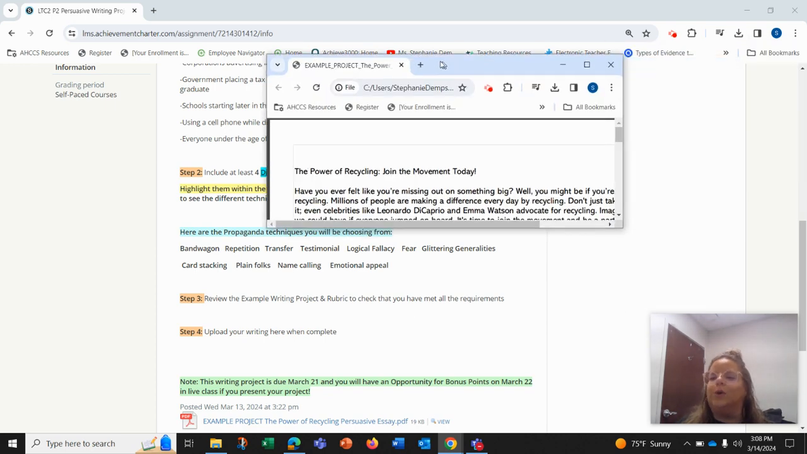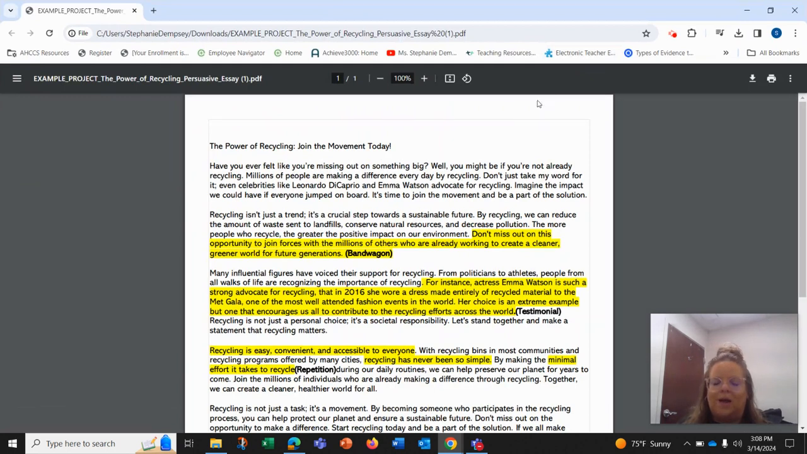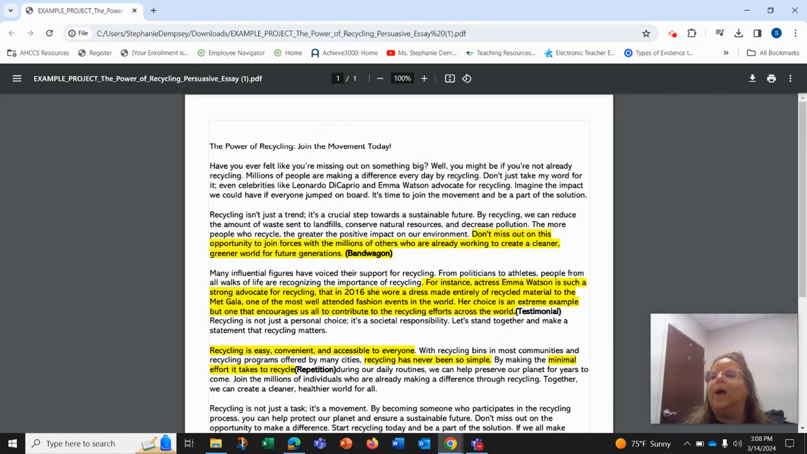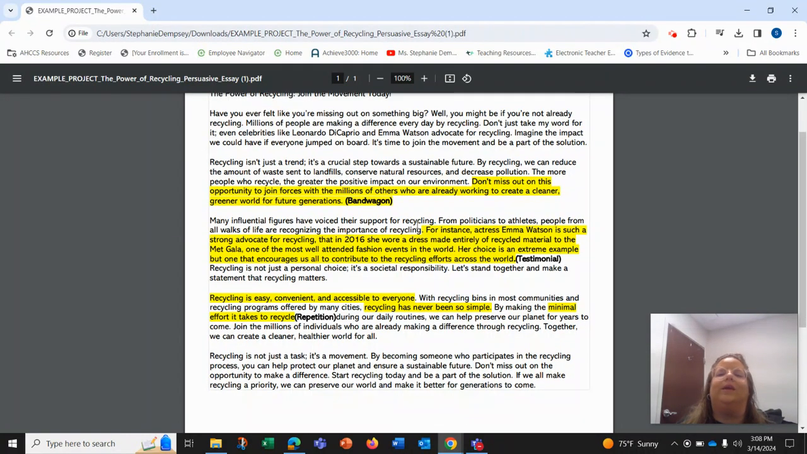So I want to show you an example project to show you what I mean. So a persuasive essay example here is the power of recycling. I won't read you this whole essay. You can read this on your own. This is attached to the lesson. But as you can see here, there are different persuasive propaganda techniques being used.